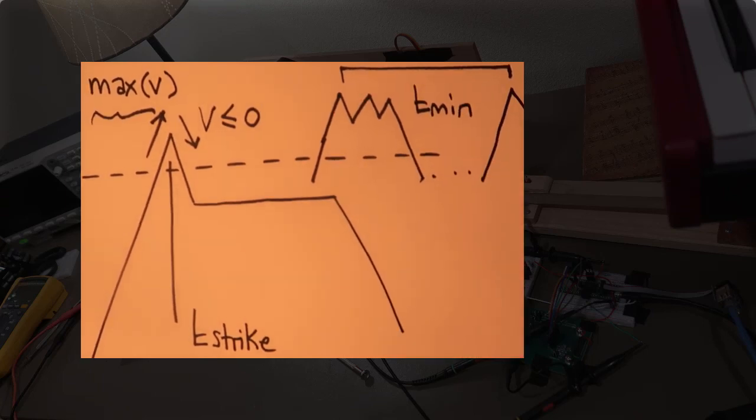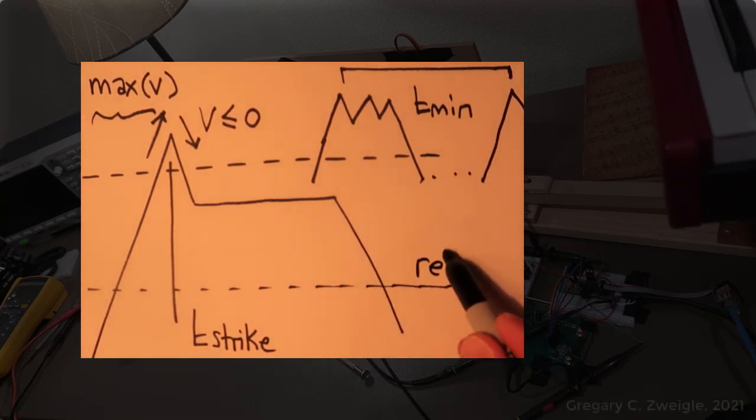And then I put a threshold at the bottom here to model the release of the key and the damper coming back to the string. Okay. I have a few additional algorithms developed, and maybe we'll cover them in a future video, but this one works pretty well.